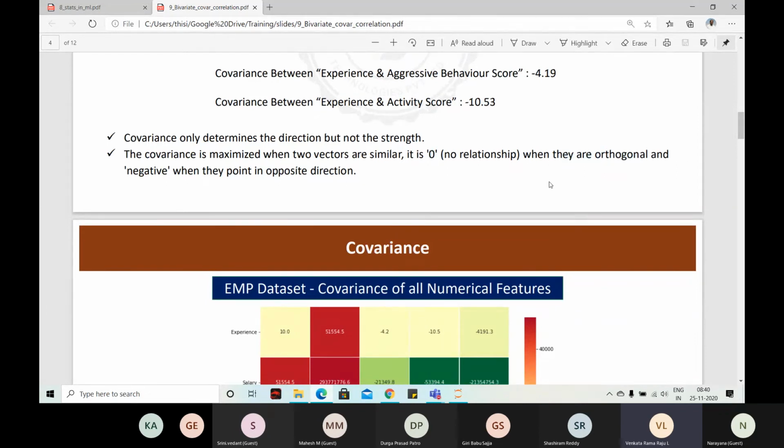Orthogonal means perpendicular to each other. I'm actually talking vector terminology here. I'll talk about this later. Okay, so just read the statement and remember.